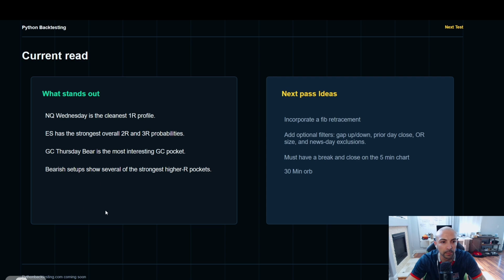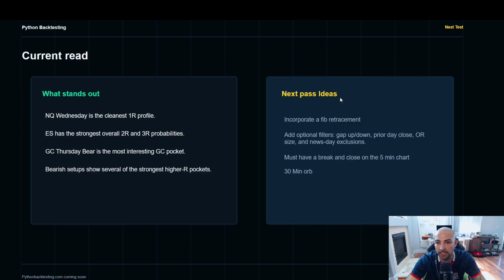So what stood out to me: NQ Wednesday is the cleanest 1R profile. ES has the strongest overall 2R and 3R probabilities. Gold Thursday short is the most interesting for gold, and bearish setups show several of the strongest high R pockets.